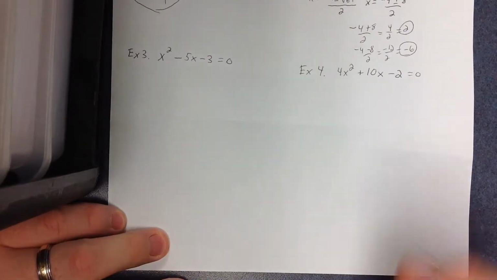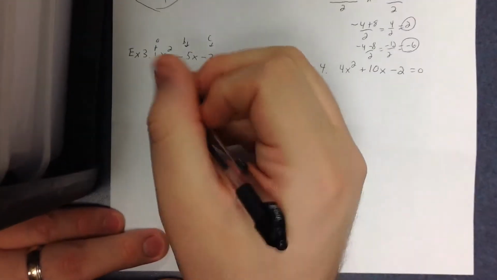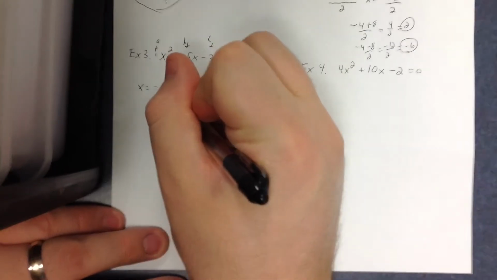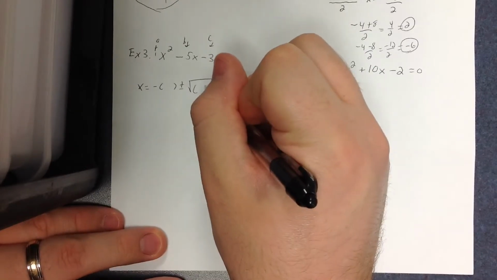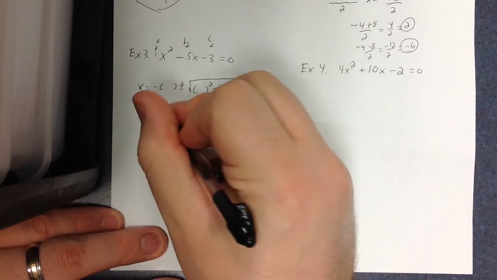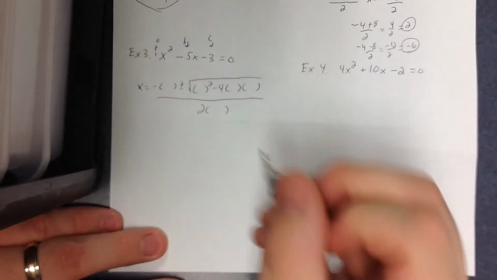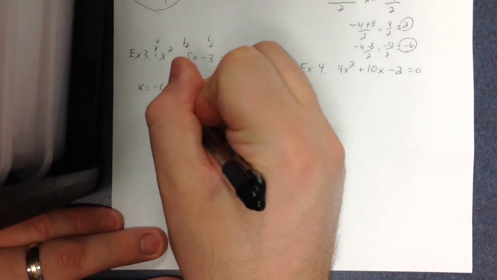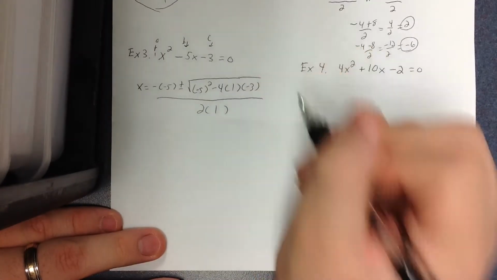So x squared minus 5x minus 3 equals 0. So a is 1, b is negative 5, c is negative 3. So we got x equals negative, parentheses for b, plus or minus, parentheses for b squared minus 4, parentheses for a and c, all over 2a. So b is negative 5, so I got negative 5, negative 5. A again is 1, c is negative 3.